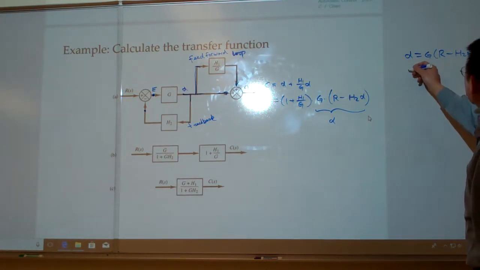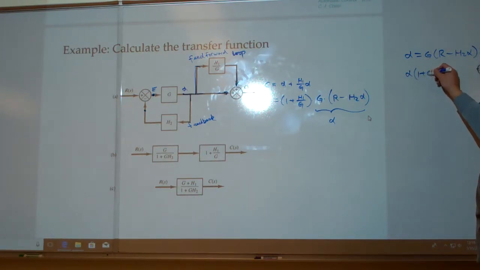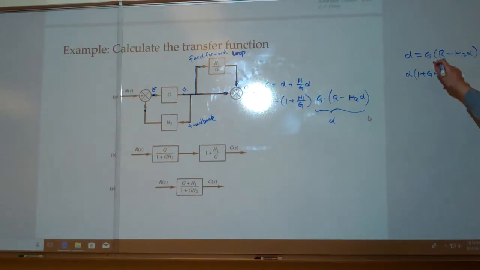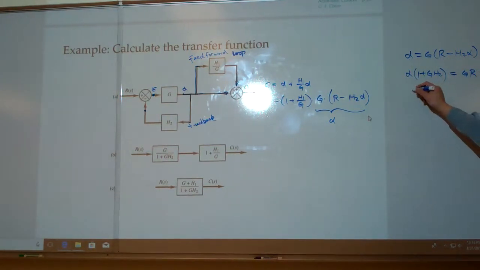So let me do it. Here that is alpha times 1 plus G H2. I simply turned the right-hand side around and combined the alpha term to the left-hand side, equal to GR. Therefore alpha equals G over 1 plus G H2 times R. Are we okay?